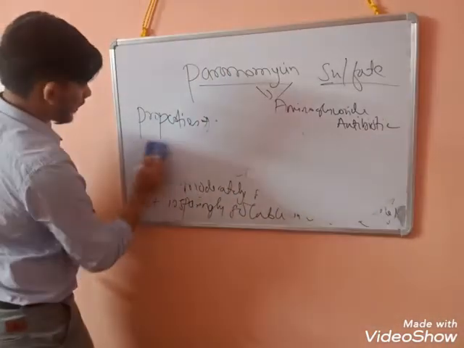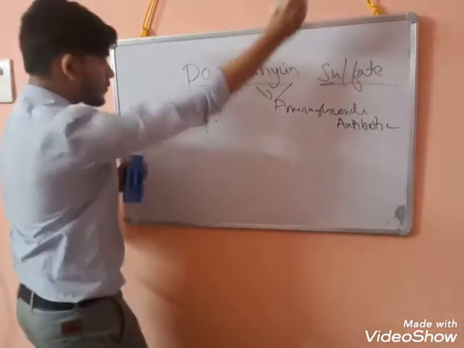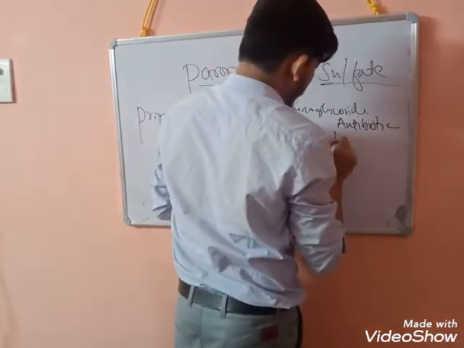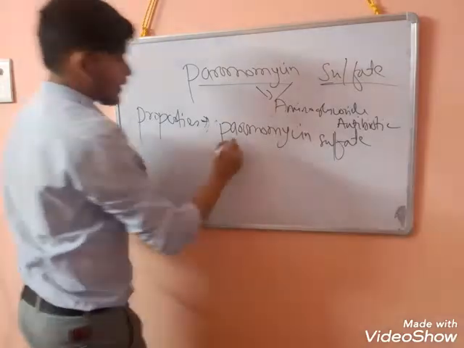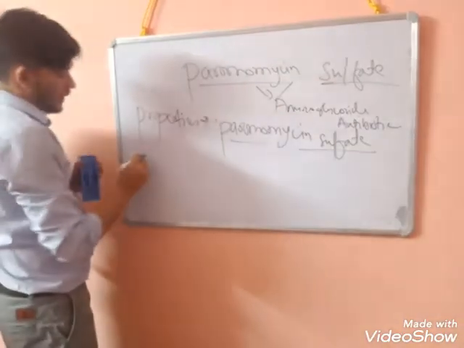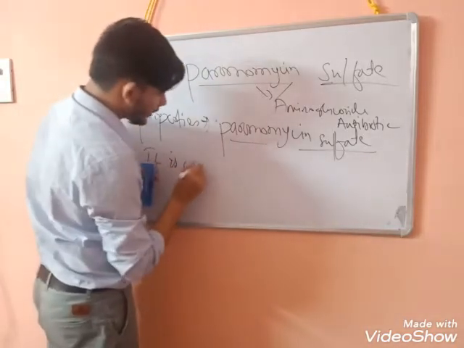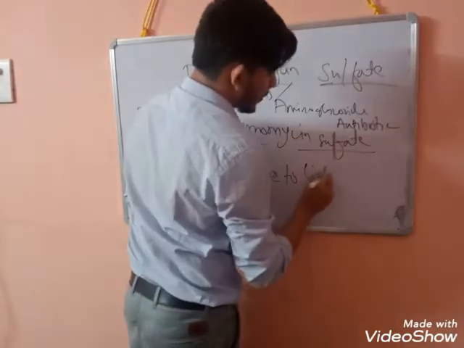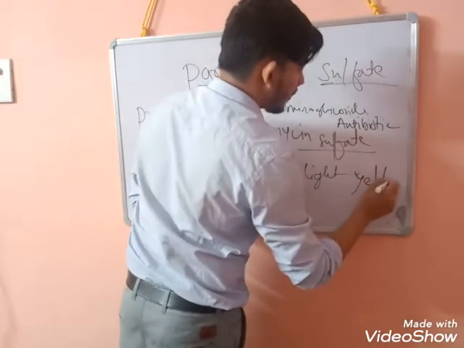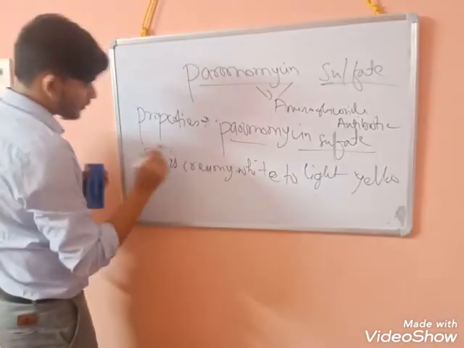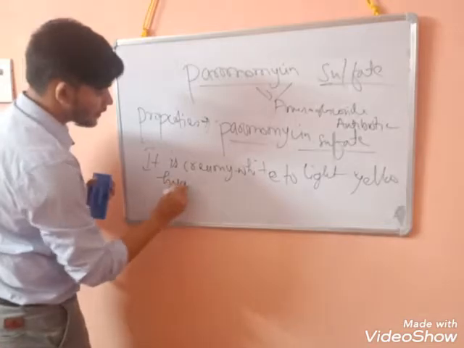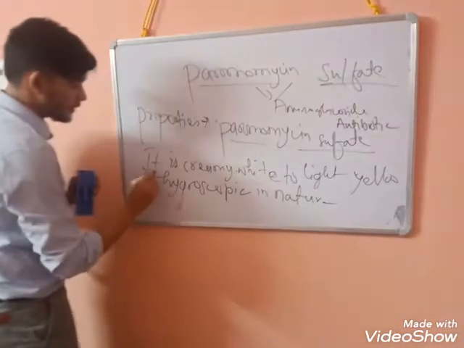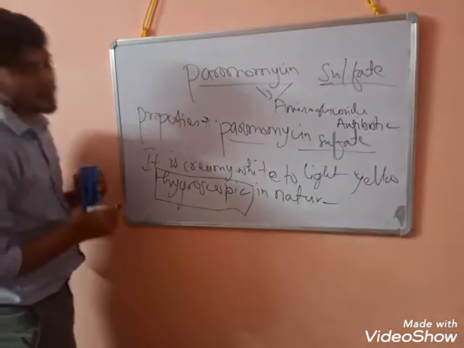Next again we will study the properties of paromomycin sulphate. Earlier we studied paromomycin only. Now we are studying paromomycin sulphate. It is creamy white to light yellow in color. We have to remember this, light yellow in color. Then it is an amorphous powder, odorless and hygroscopic in nature. What is hygroscopicity? It absorbs moisture from the atmosphere.